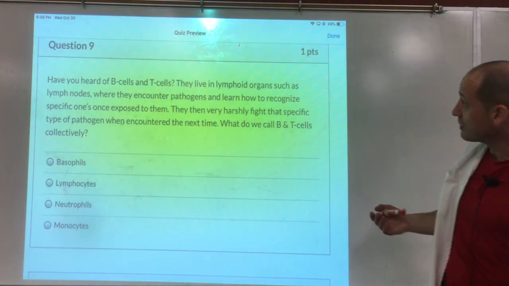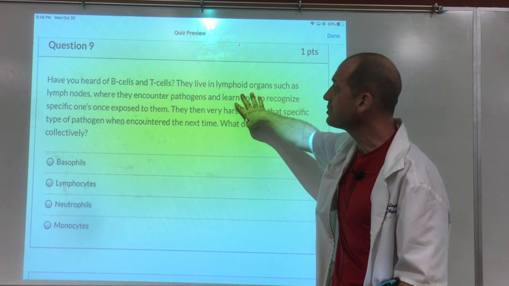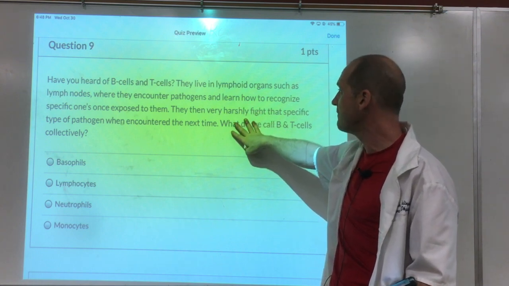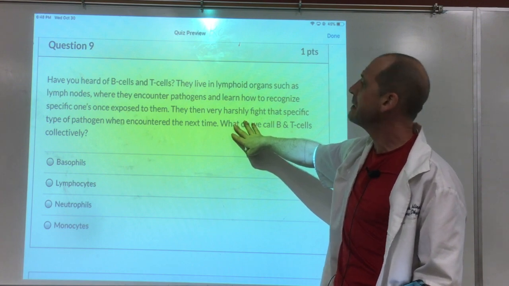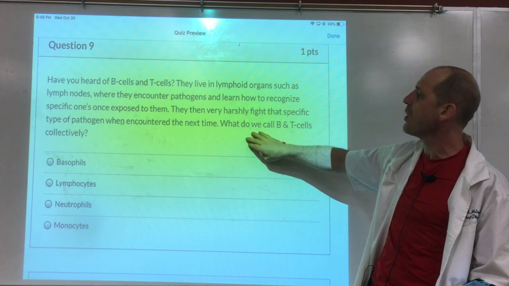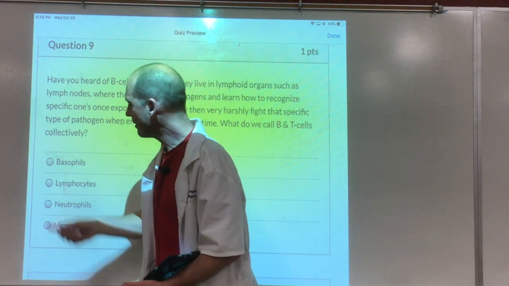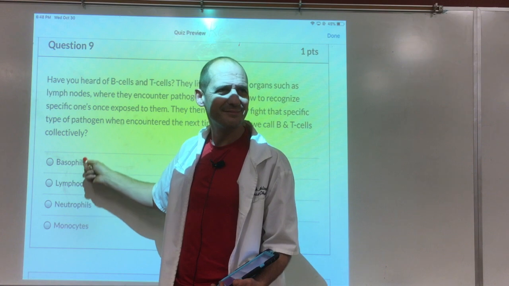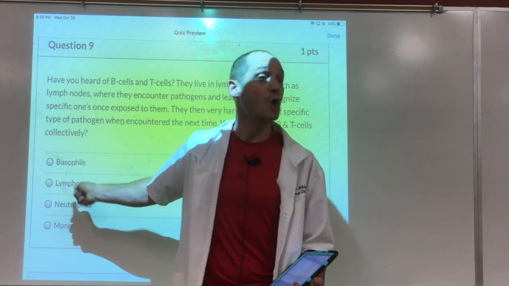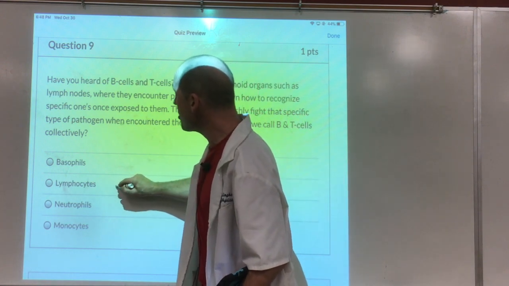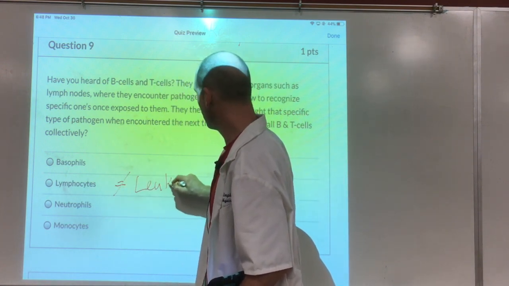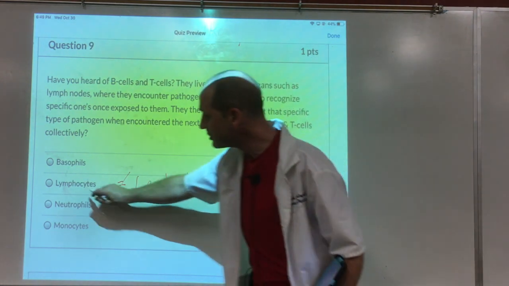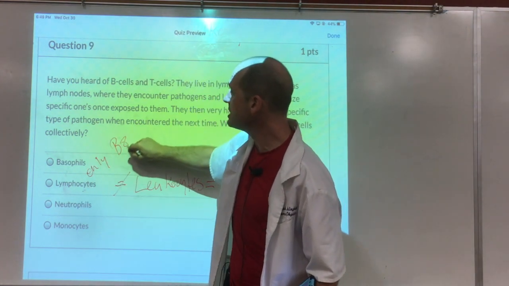Have you heard of B cells? T cells? Yeah, we just talked about them. They live in lymphoid organs, such as the lymph nodes, where they encounter pathogens and learn how to recognize specific ones. Once exposed, they then very harshly fight that specific type of pathogen. The next time they encounter them, what do we call them collectively? Lymphocytes. Again, lymphocytes are not leukocytes. Leukocytes are all the white blood cells. The lymphocytes are only B and T cells.